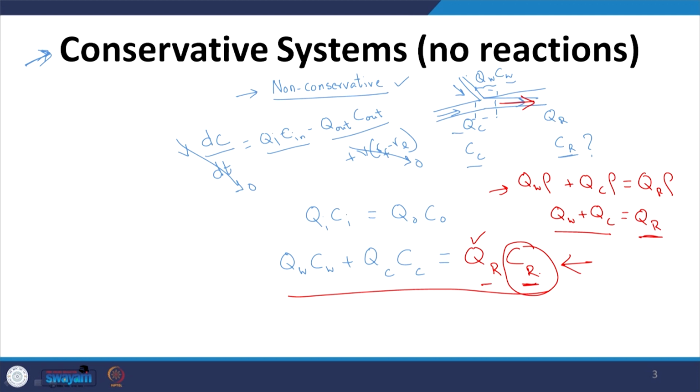So, conservative systems. In this way different aspects can be looked at. Here we are just looking at two streams joining. There are other examples which might be slightly trickier and which we will try to apply here, right. So, let us move on to the other aspects I wanted to look at.